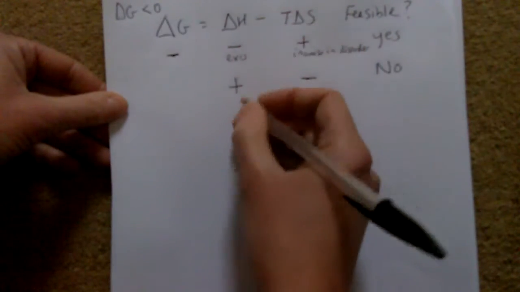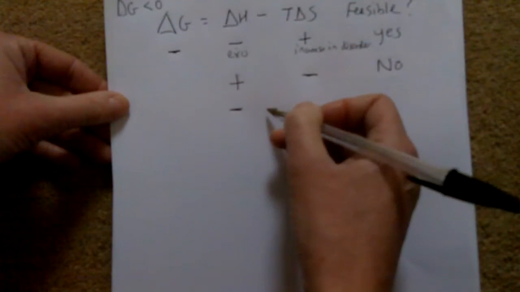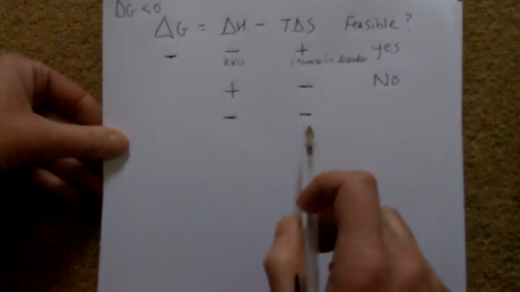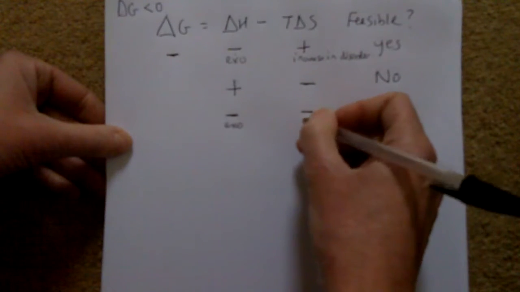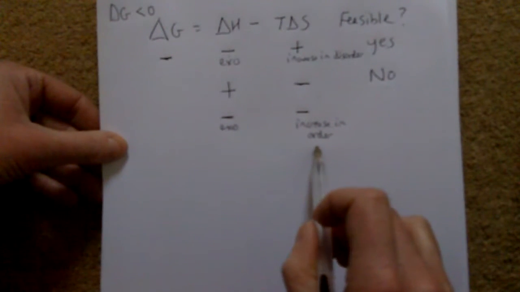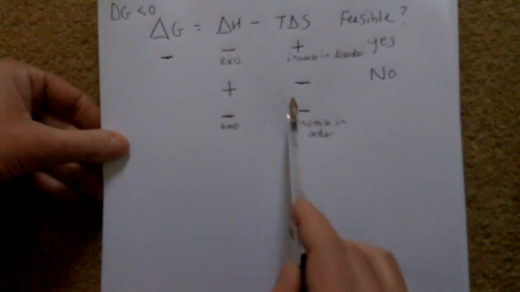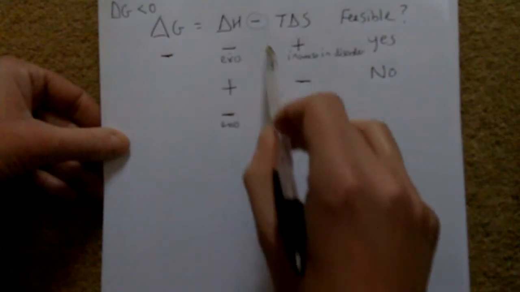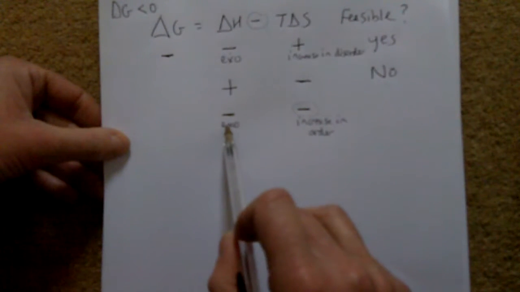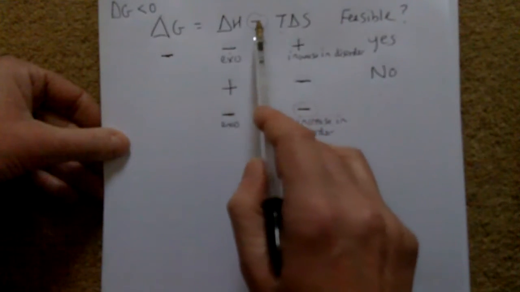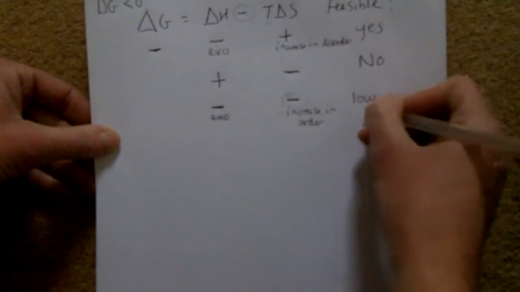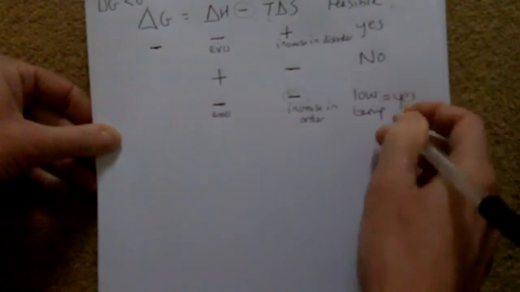If the entropy change is negative, with an exothermic reaction, a negative entropy change means an increase in order, so it's getting more ordered. Can you see a negative here, and a negative and a negative? A negative and a negative will make a positive. So if the temperature is low, then it can still be negative overall. If the temperature is low, to make this whole thing lower than delta H, it can still happen. So this reaction will be feasible, but only when the temperature is low.